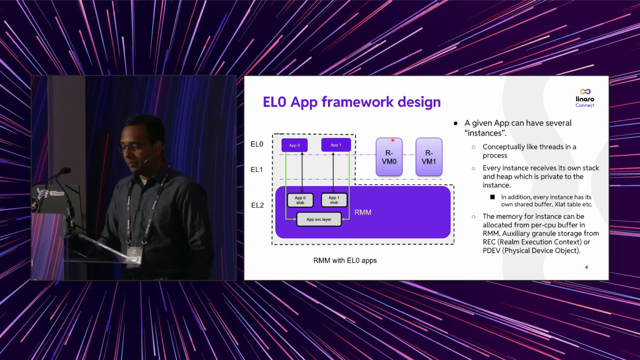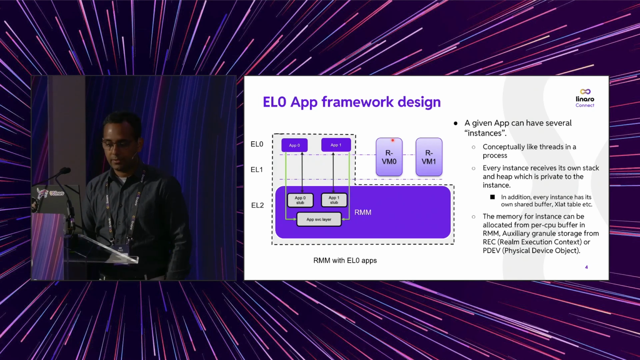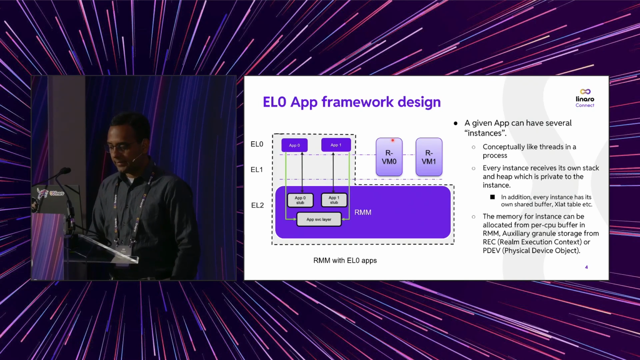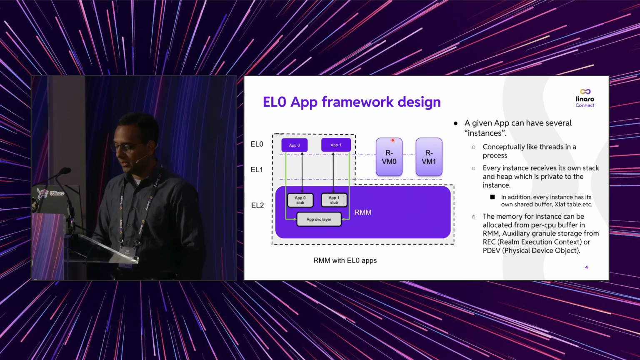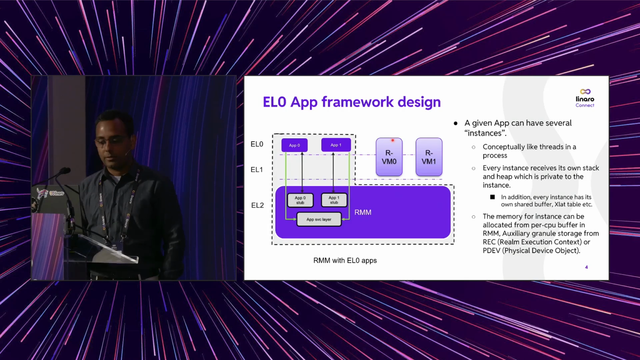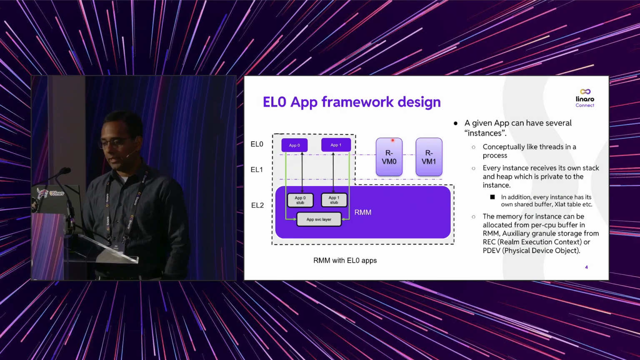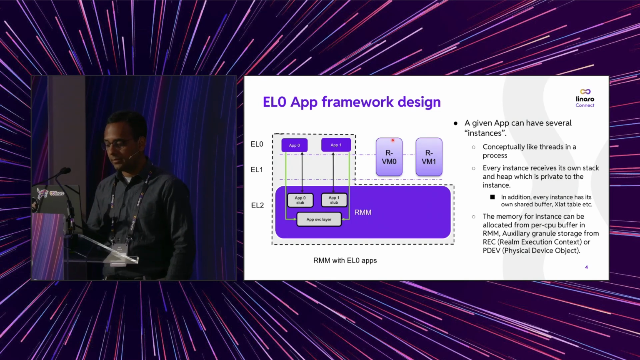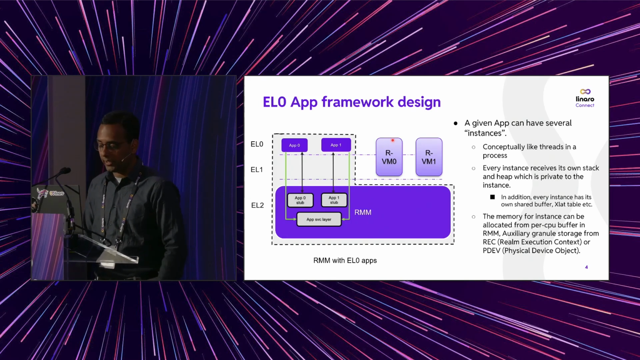Now, the app can have several instances. Conceptually, they are like threads in a process, but they are different in the sense that every instance has its own heap in addition to the stack, which is private to the instance. This instance also has the app-specific register context and the translation context as well. So every instance has the translation register context, which is private to that instance.